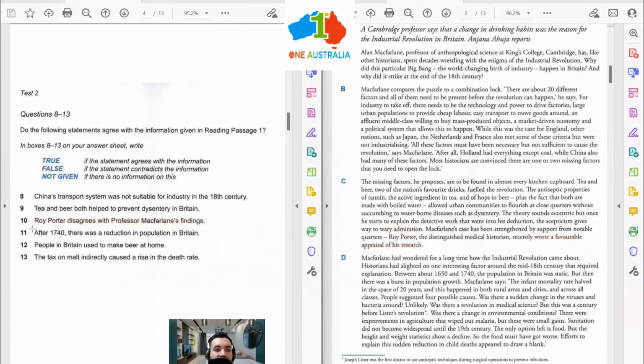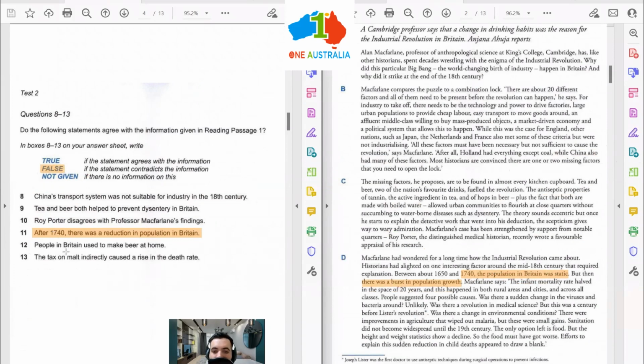Next, after 1740, there was a reduction in population in Britain. It's the opposite of what they have stated in the paragraph. They're saying till 1740, population in Britain was static. And after that, there was a burst in population growth. It increased after 1740. They're saying there was reduction. Answer is false, right? So these are the four answers which you can find from these paragraphs.